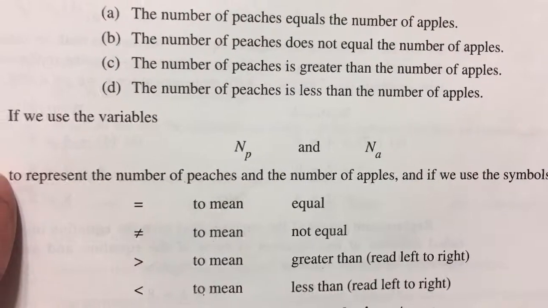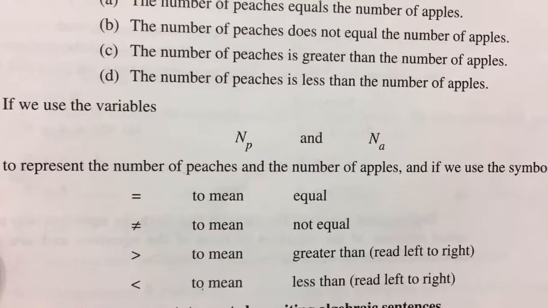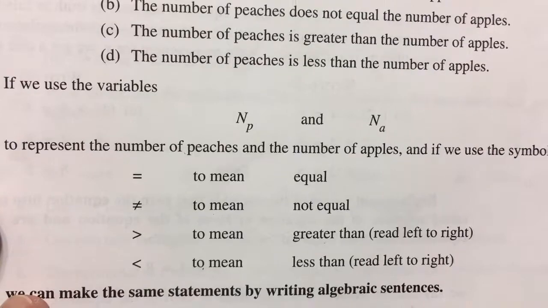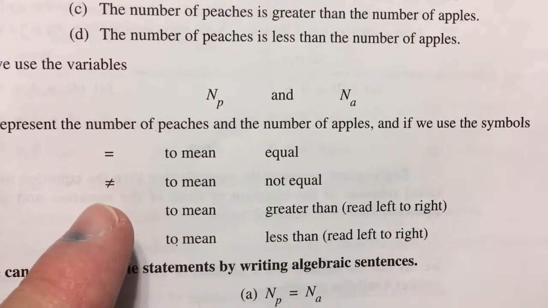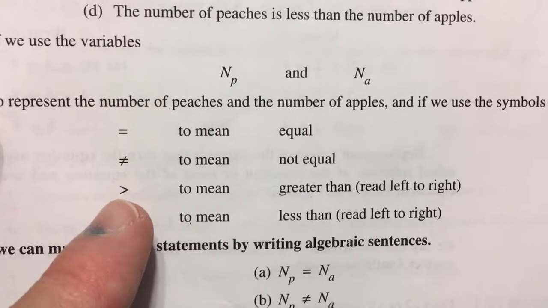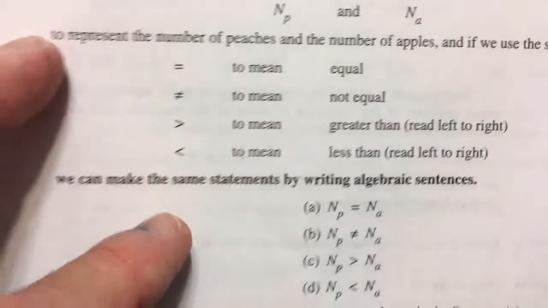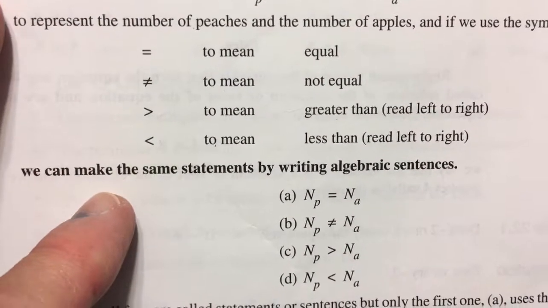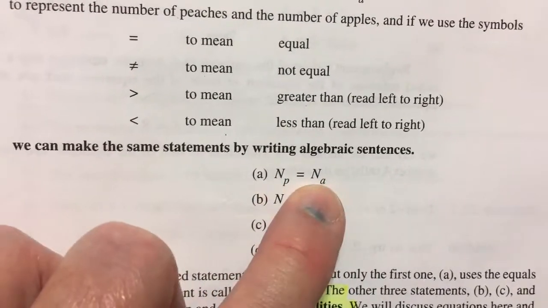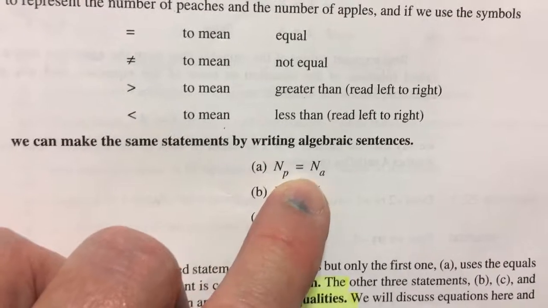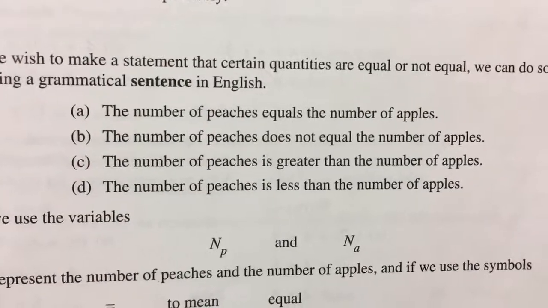If we use the variables n sub p and n sub a to mean the number of peaches and the number of apples, and if we use the symbols equal to mean equal and not equal to mean not equal and greater than to mean greater than and less than to mean less than, then we can make the same statements. So now that we have numeric symbols, we're going to say the number of peaches is equal to the number of apples. And that's what A said right there.